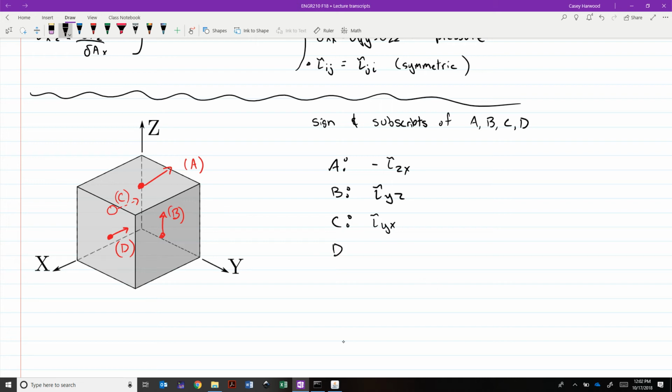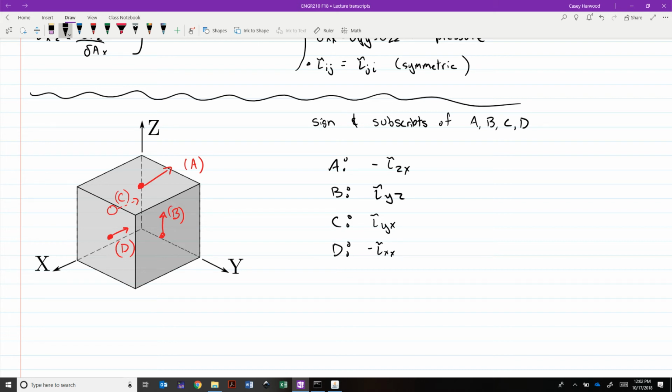And D. Tau xx. Okay, so the force is pointing along the x-axis, right? And it's an x-facing face. So your subscripts are right, but it's negative tau xx. Good. Negative tau xx, because the normal vector on this face points along the positive x, and the force is acting along the negative x.